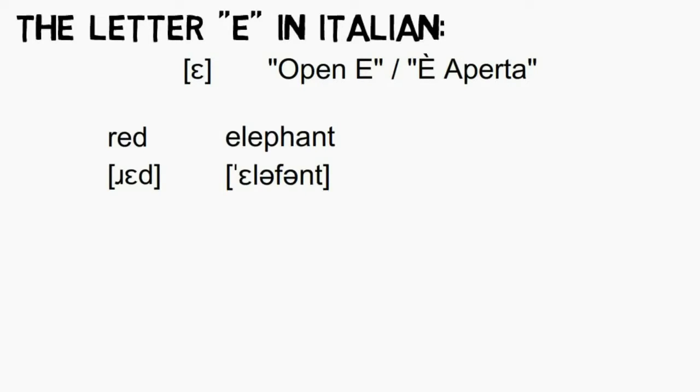Next up, we're going to look at Italian's letter E. Now, as we said, there are 2 ways to pronounce this letter, and the first is going to be familiar to English speakers. It's known as Italian's open E, e aperta, and it's effectively the same vowel you'd use in English words like red or elephant.